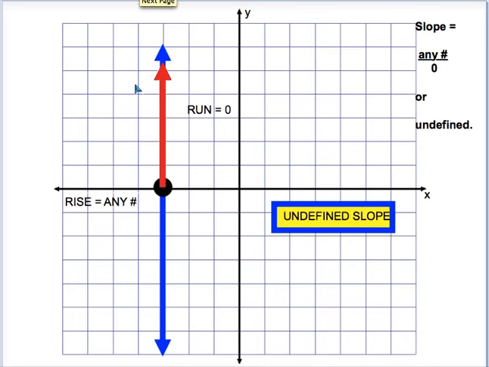And then the last one here, undefined slope. Again, the rise, you can keep rising all you want here, so it's any number. Run, notice we don't go to the right, there's no running, or to the left, there's no running whatsoever on this one. So any number on top, 0 on the bottom. Which is also undefined. If you put it in the calculator, you cannot divide a number by 0, and that's why it comes out as an undefined slope as you go through it.